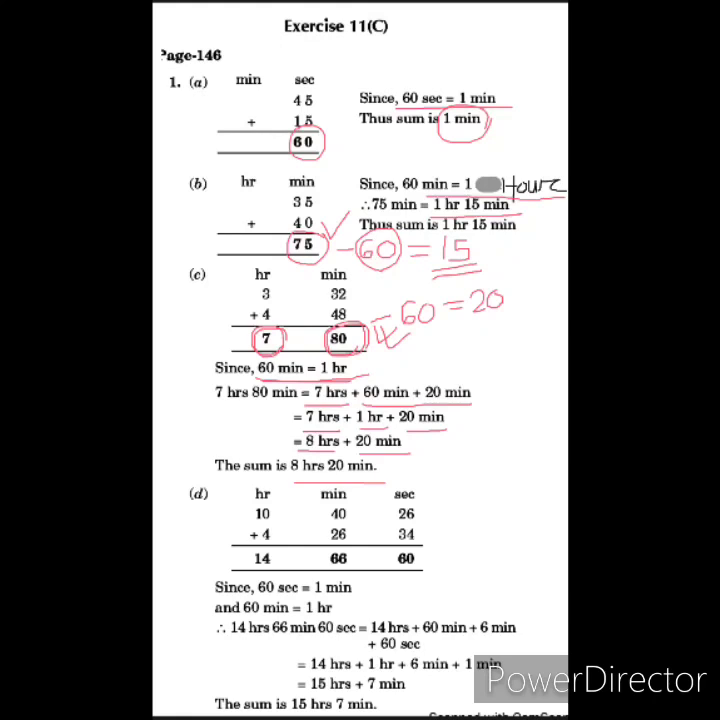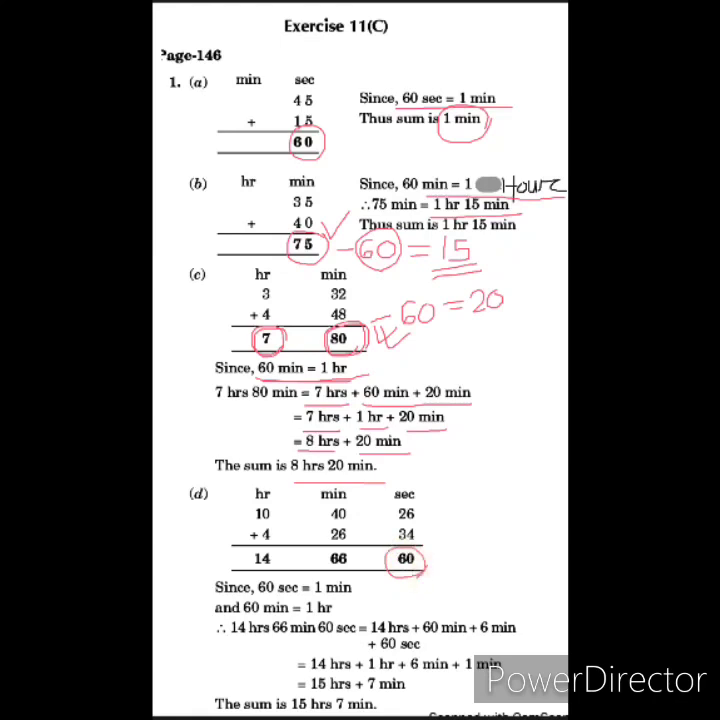Now let's move on to D number question. Question number D is given: 10 hours 40 minutes 26 seconds plus 4 hours 26 minutes and 34 seconds. As we are having another group here, that is seconds, let's solve the second part first. 26 plus 34, that is 60.